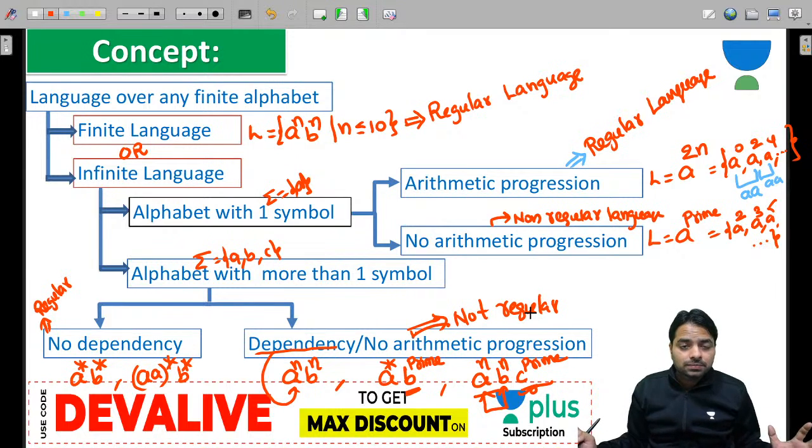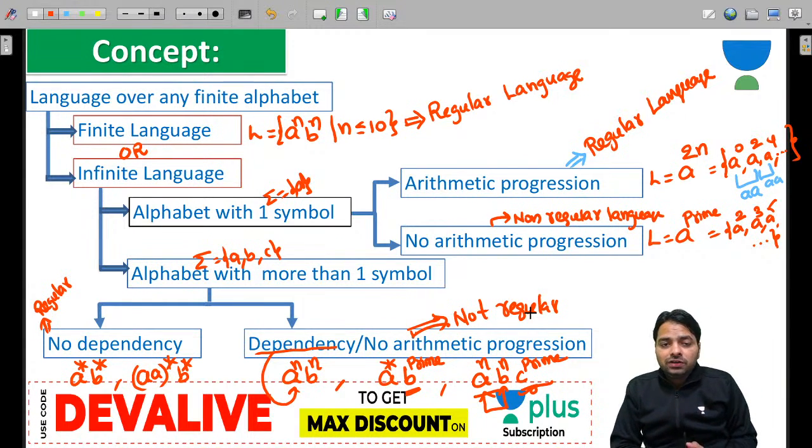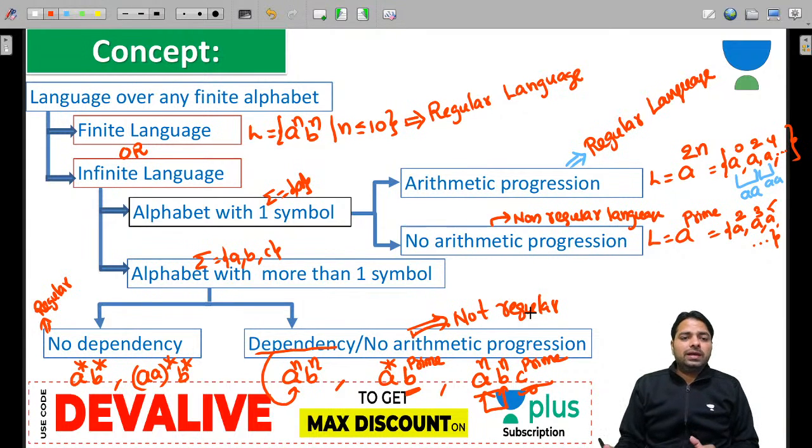This is not an algorithm. This is just a concept you need to observe when you have a language in front of you. Clear this point? Now let's start practicing. How can you answer whether the language is regular or non-regular? Okay, everybody clear about this point? Everyone?